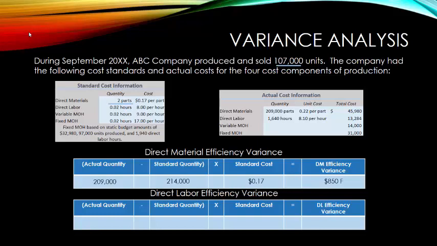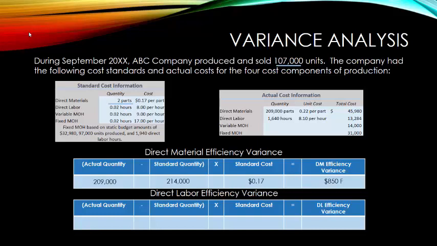And that is favorable. Why? Because we used less material. Our actual quantity was 209,000 compared to the 214,000 we budgeted for. So we can explain $850 of difference in our income to the fact that we didn't have to use as much material as we thought we were going to have to at the beginning of the period.